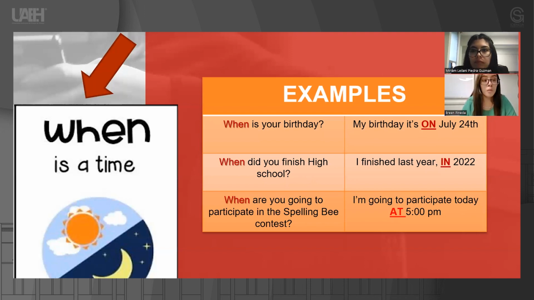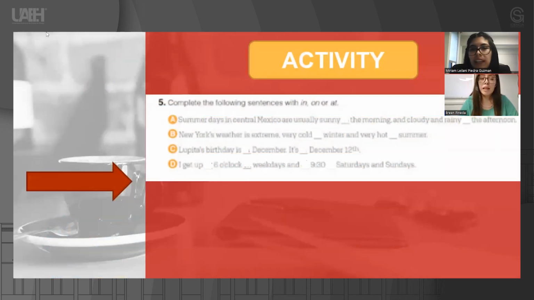Now, let's continue with some activities. Okay, in the following activity, we have to complete with the prepositions, okay? Let's start. Exercise letter A, we have 2 spaces, okay? Summer days in central Mexico are usually sunny, space the morning, and cloudy and rainy, space the afternoon. What could be the correct preposition?